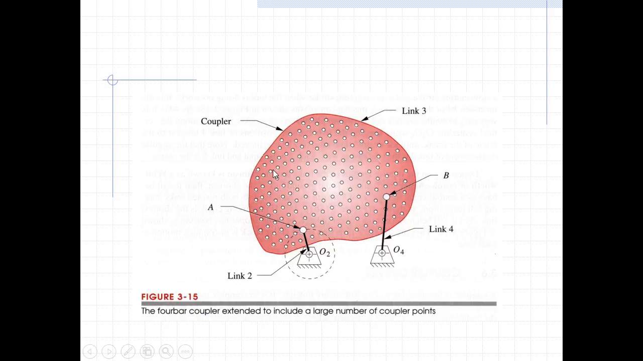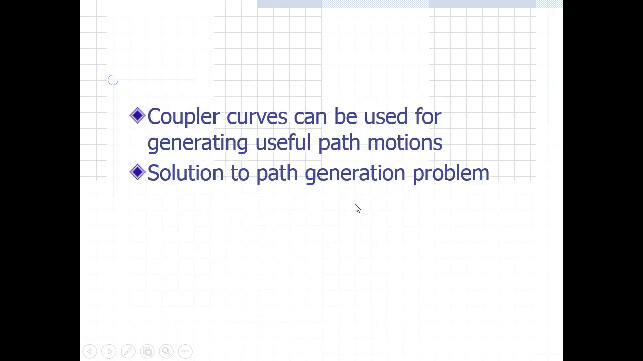We could again put the pencil in this point, and it would trace out a different path, or perhaps put the pencil here at this point and again trace out a different path. Since we have an infinite number of shapes which we can draw and an infinite number of points inside of that shape, every linkage traces out an infinite number of coupler curves. Coupler curves can be used for generating useful path motions, and it is the solution to the path generation problem.